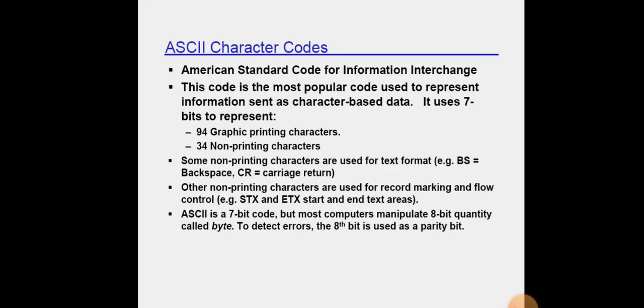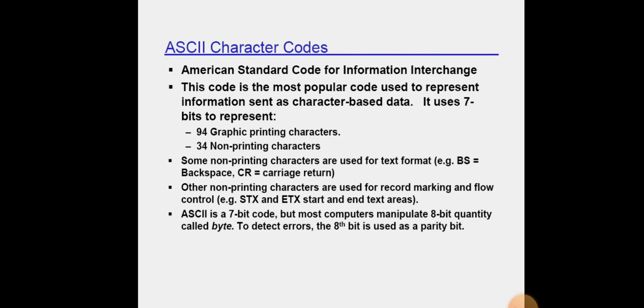ASCII character codes. This code is the most popular code used to represent information sent as character data. It uses 7 bits to represent 94 graphic printing characters and 34 non-printing characters. Some non-printing characters are used for text format. Other non-printing characters are used for record marking and flow control.